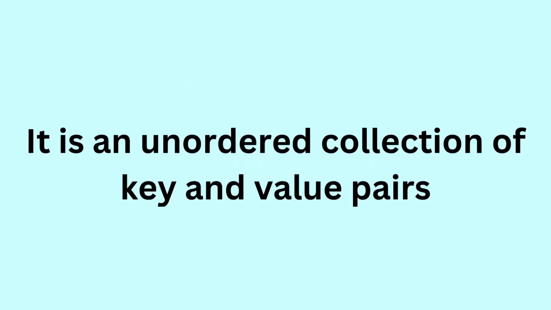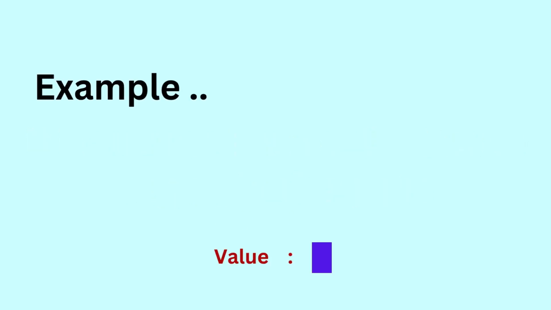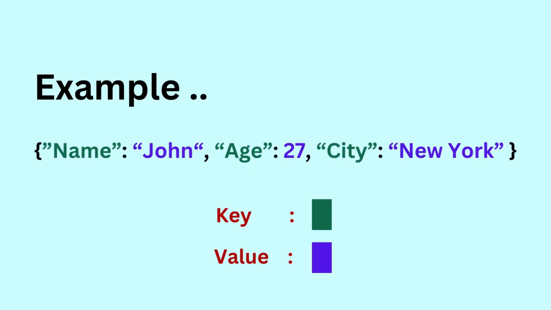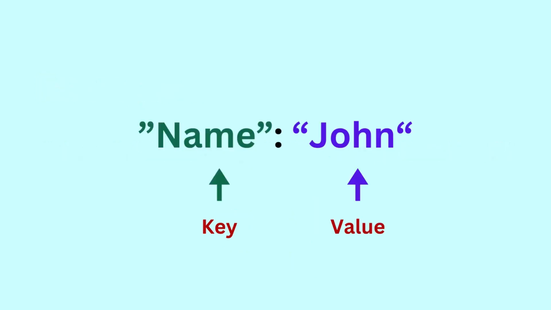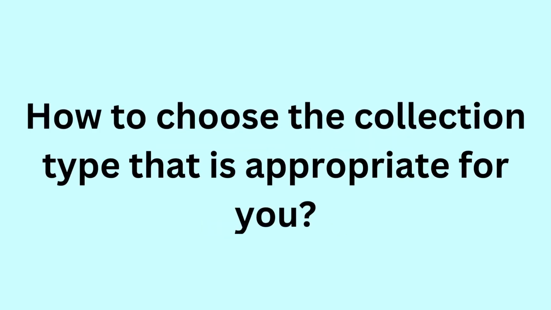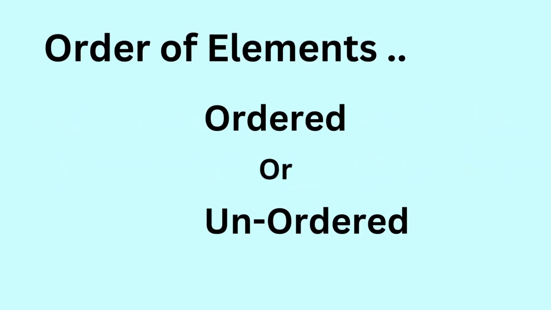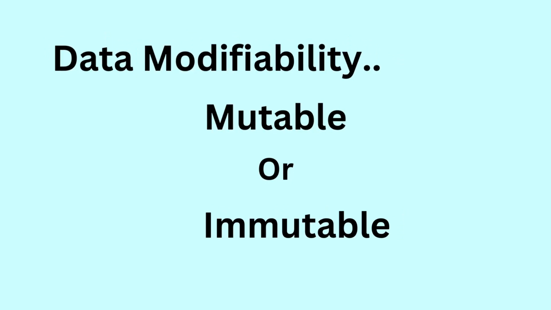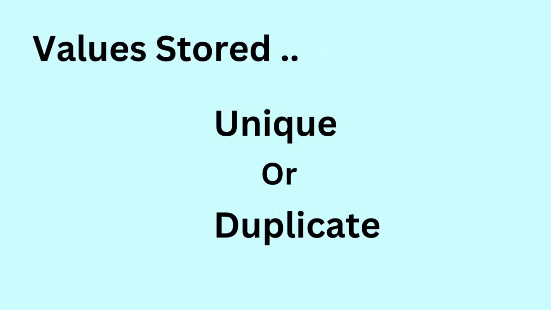Dictionaries. A dictionary is an unordered collection of key-value pairs. Dictionaries are defined using curly braces and key-value pairs are separated by commas, with each key and its associated value separated by a colon. Choosing the appropriate collection type depends on the specific requirements of your task, such as whether you need ordered or unordered elements, mutable or immutable data, or unique or duplicate values.